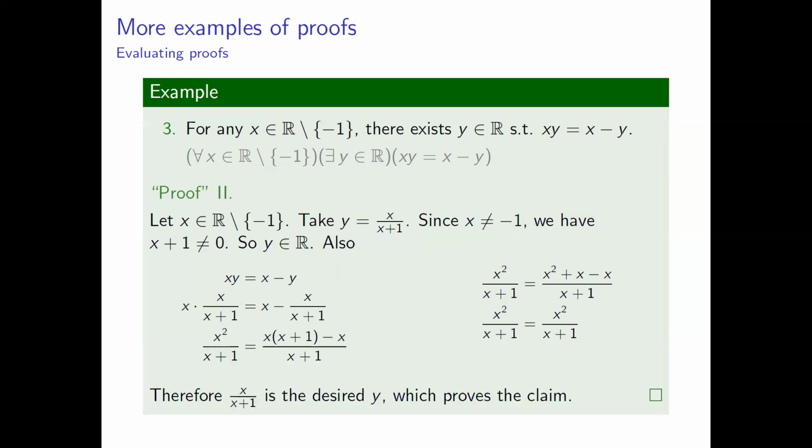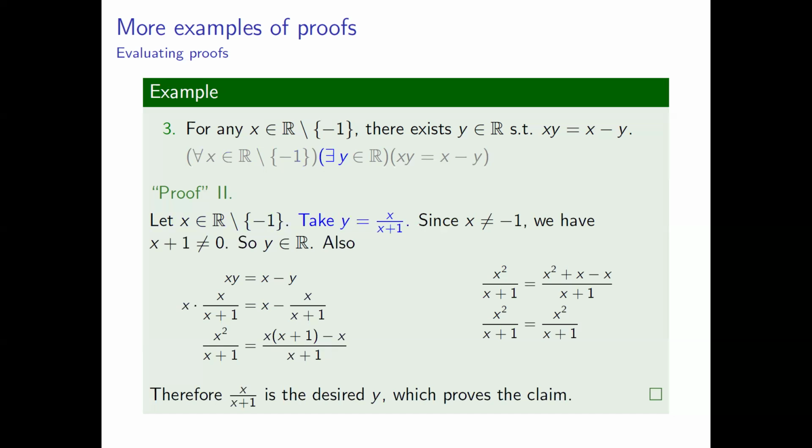Let us consider a second proof for the same claim. Pause the video now and read the proof carefully. Assuming that you have read the proof, let us now begin our analysis. The first sentence is still, let x be an arbitrary real number not equal to minus 1, which is appropriate for the universal quantifier. The second sentence defines a specific y, which is appropriate for the existential quantifier.